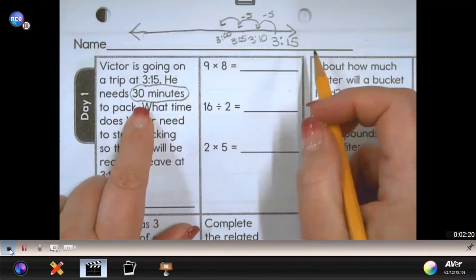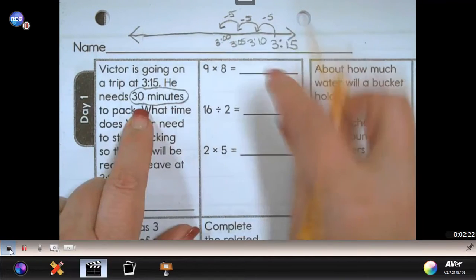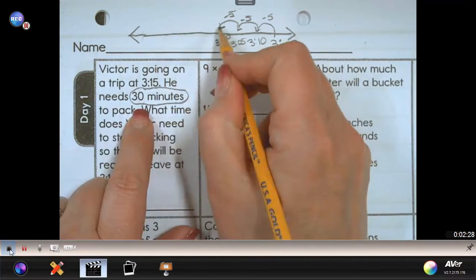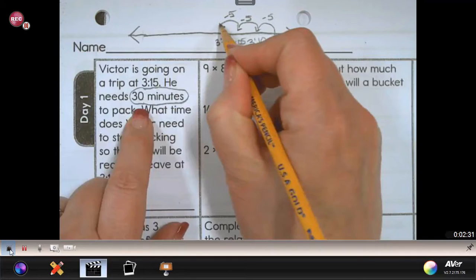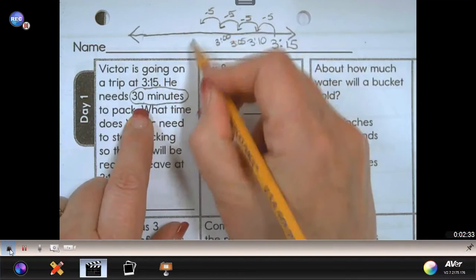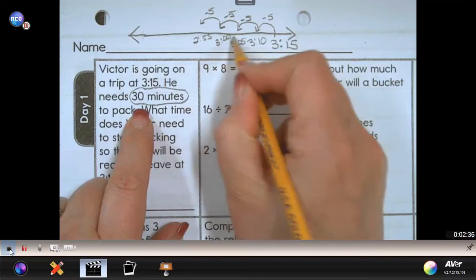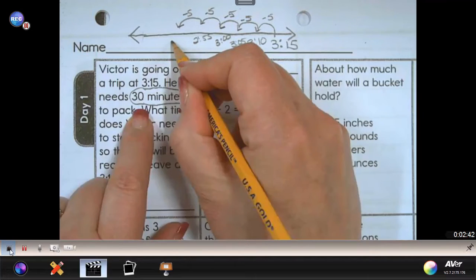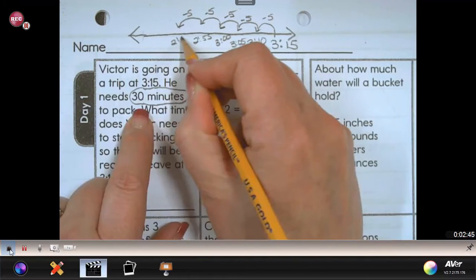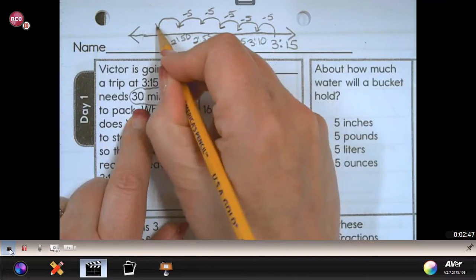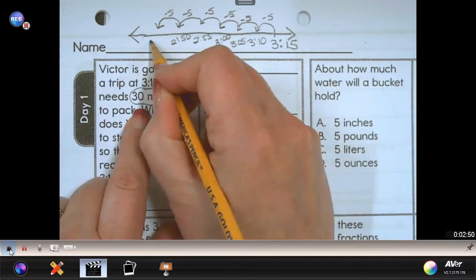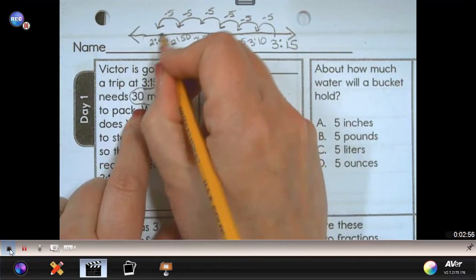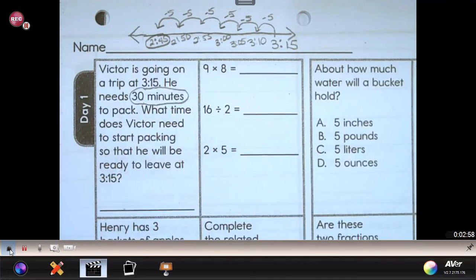So we've gone back 15 minutes so far. So we've subtracted 15 minutes from the 3:15. Now we need to go back another 15 minutes to make this 30. So we go back 5, which would be 2:55 because we're going back over the hour. Another 5 would be 2:50. And another 5 would be 2:45. And this would be the time that he would need to start packing.